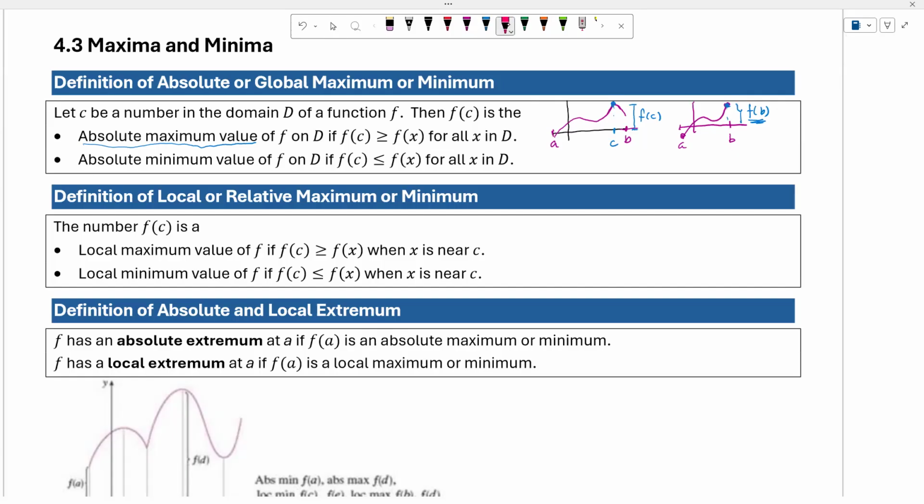And absolute minimum value of f on D if f of C is less than or equal to f of x for all x in D, okay? So in this case, of course, you will see that in our first example, f of A will be the absolute minimum, okay? Because this is the smallest output value that we have within these functions. And also, of course, in this case, f of A will be the smallest, okay?